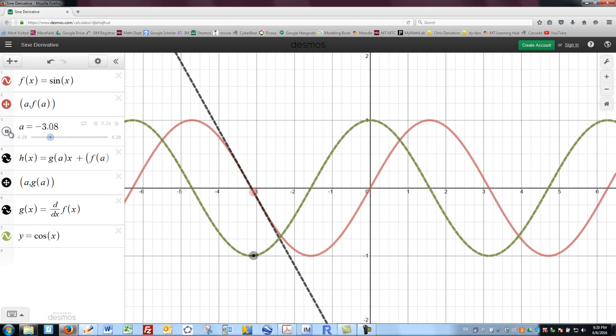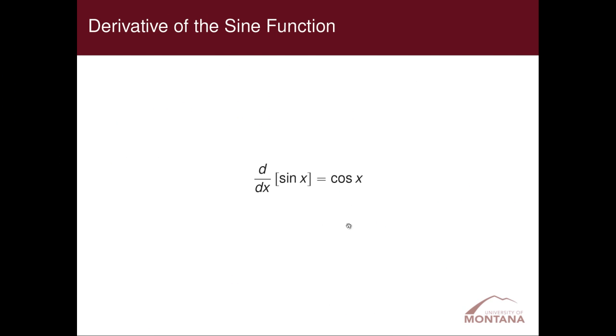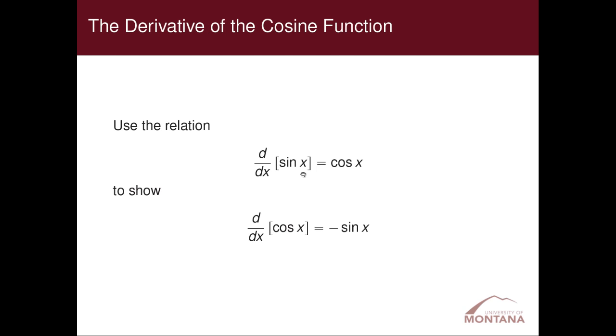Okay, let's go ahead and run back to our page. Again, this is not a proof, but we have strong evidence that the derivative of the sine is the cosine. Now the question becomes, how can we use that to find the derivative of the cosine? It turns out that the derivative of the cosine is negative, the opposite of the sine. So let's see if we can somehow use this fact to think about what's going on.